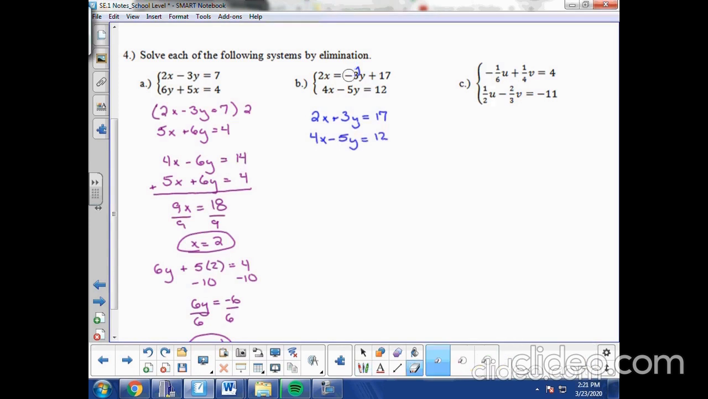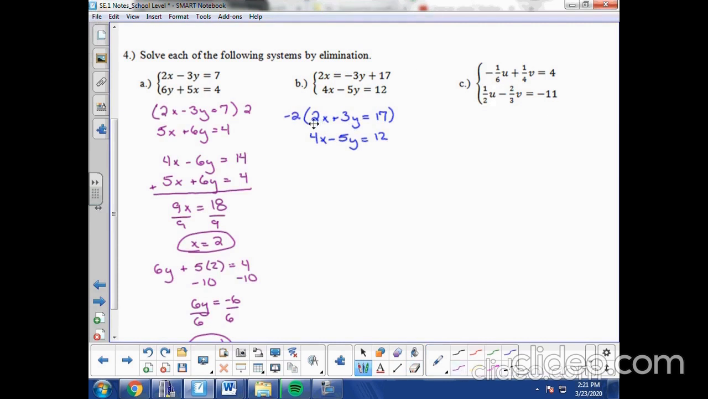Now in this case, what I could look at is, yes, the 3 and the 5 have opposite signs, but it's not an easy multiplication necessarily to get them to be the same number. The x's is an easy multiplication. What can I get the 2 to multiply to 2 to turn it into 4? If you said 2, you'd be correct. But we don't just want a positive 4. We want a negative 4 because we want those to cancel out.